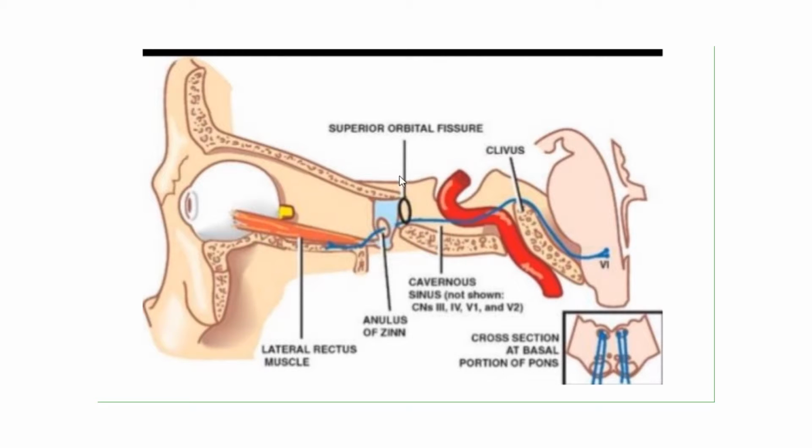As we get out of the cavernous sinus, we go into the superior orbital fissure. And that is pretty much our canal, or our route into the orbit, into the eye. And that's where you're going to see the annulus of Zinn, and then that's going to lead to the tendinous rings, and then to the lateral rectus, which is the muscle that the abducent nerve innervates.